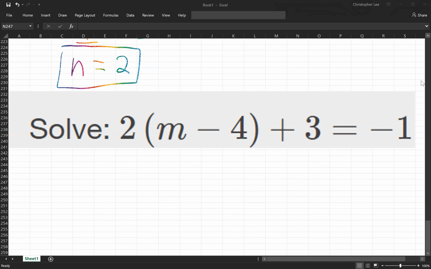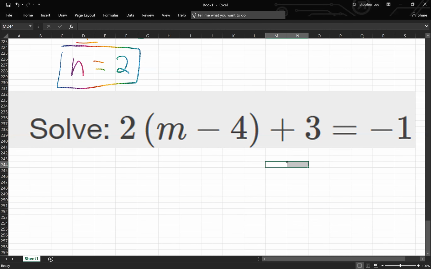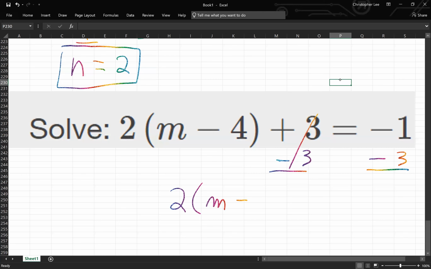Alright, so I got an answer of two. Let's verify. Remember, the goal here is I want to solve for m. So I'm going to subtract three from over here. What I do to one side of the equation, I must do to the other. So now I have two times m minus four is equal to -4.